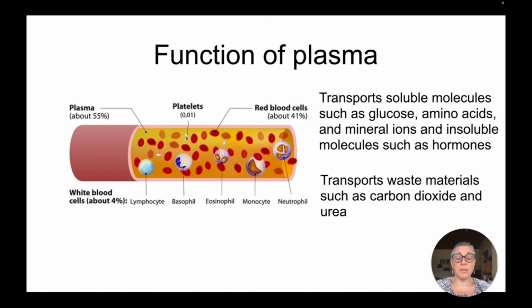So when we study the respiratory system, we will learn about how the blood is going to carry carbon dioxide to get rid of it. And when we study the excretory system, we will learn about how urea forms and how the blood is going to carry it out of the body, because these waste materials are toxic to our body cells, so they need to be removed as quickly as possible.